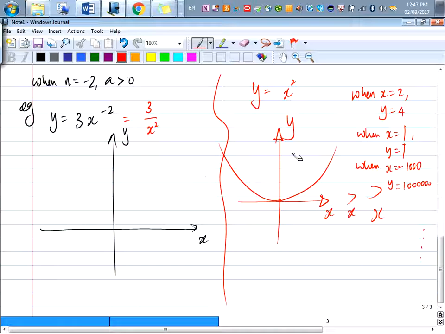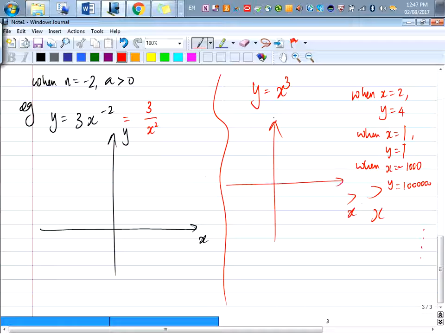Then I come down to my x cubed graph. Y equals x cubed. Using the same argument, which I'm not going to bore you with, you can see that every single value of x will give you a corresponding value of y, and your graph looks like this. It is continuous. There is no break in the graph. Okay? And now we learn about negative powers.